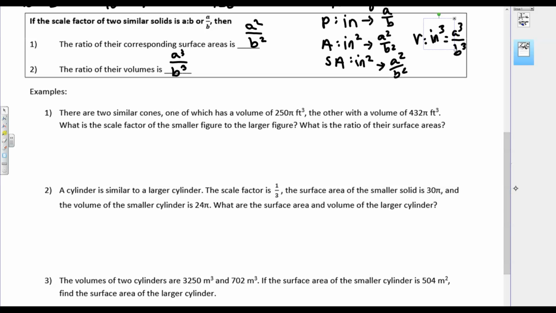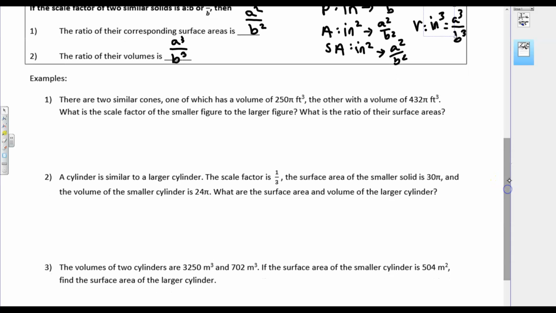So let's take a look at a couple of examples. My first example: there are two similar cones, one of which has a volume of 250 pi feet cubed, the other with a volume of 432 pi feet cubed. What is the scale factor of the smaller figure to the larger figure? Remember, guys, scale factor is simply a over b. And then what is the ratio of their surface areas? Well, surface area is a squared over b squared. So we've got two different things going on here.